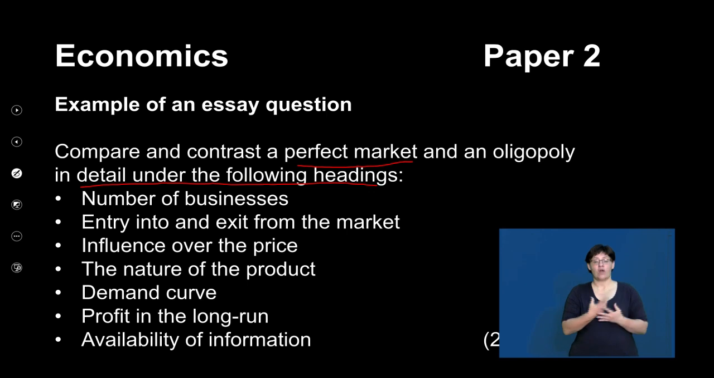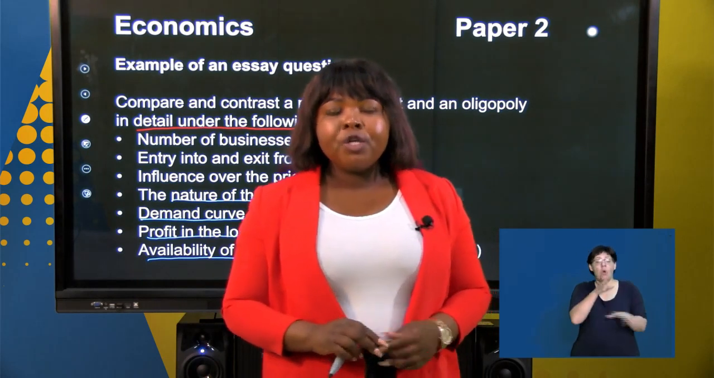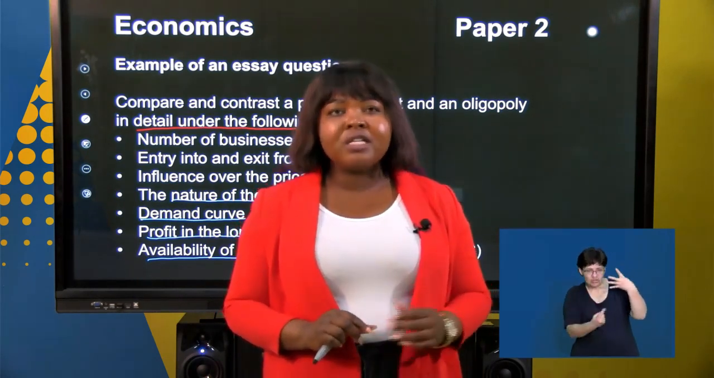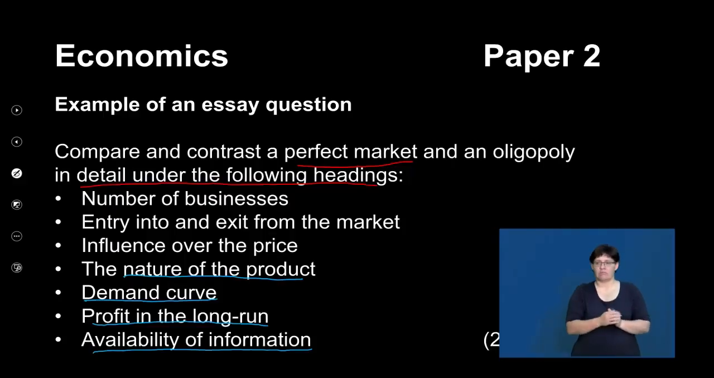You should discuss under number of businesses, entry into and exit from the market, influence over the price, the nature of the product, demand curve, the profit in the long run, and availability of information. Typically, if you find a question with subheadings given, your explanation needs to ensure that it covers all the subheadings given. In the question, you will typically find a mark allocation next to each subheading.